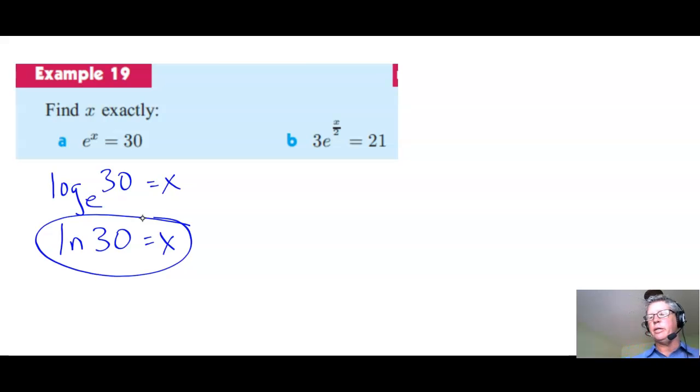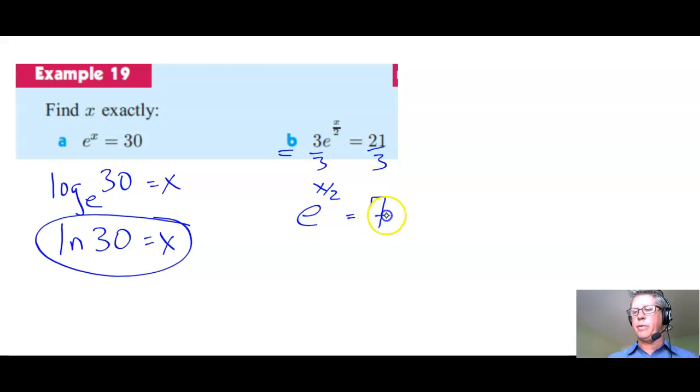So over here on part B, I'm just going to illustrate, you can definitely take the natural log of both sides right now and work it out, but it might be nice to clear everything out first. So I'm going to get rid of that 3 first. So e to the x over 2 equals 7.